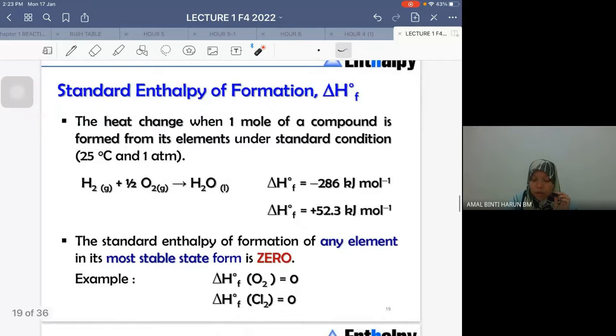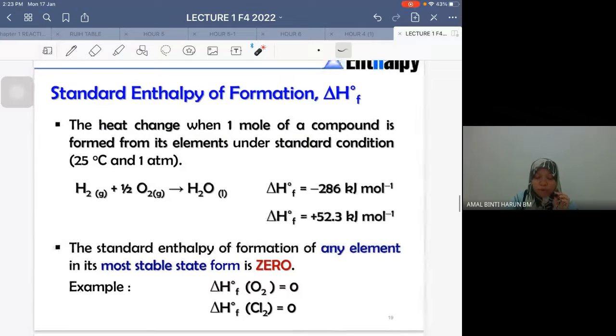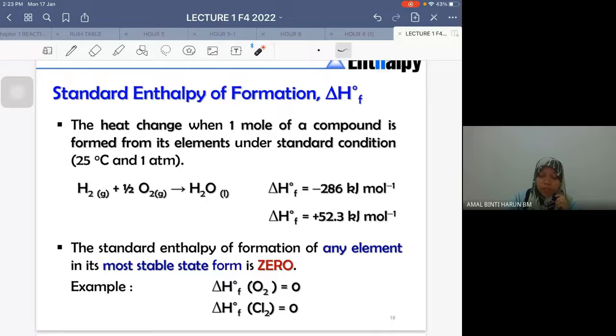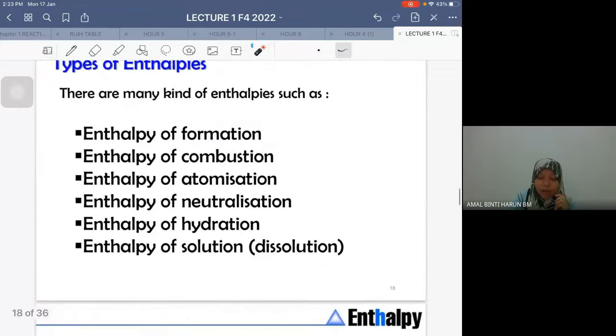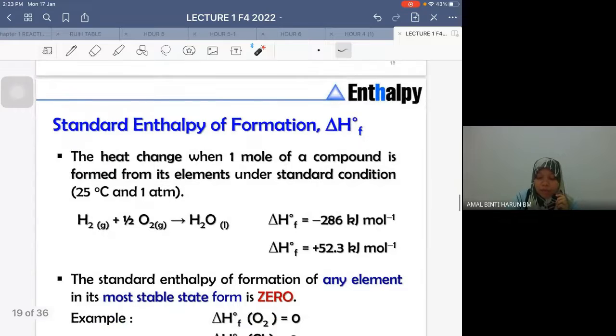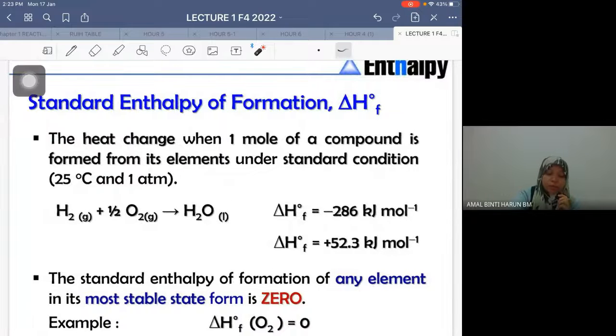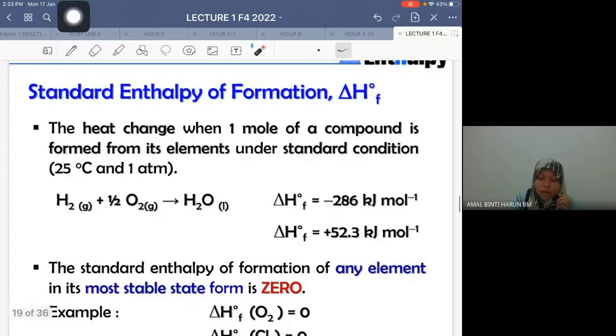Okay. Sebelum tu, okay, first kita nak belajar enthalpy of formation. Okay, dengar baik-baik. Tak perlu salin apa-apa, nanti saya bagi nota. Okay, sekarang kita nak belajar enthalpy of formation. Okay, nama dia formation. Singkatan dia delta HF. Ni standard. Ini F adalah formation.